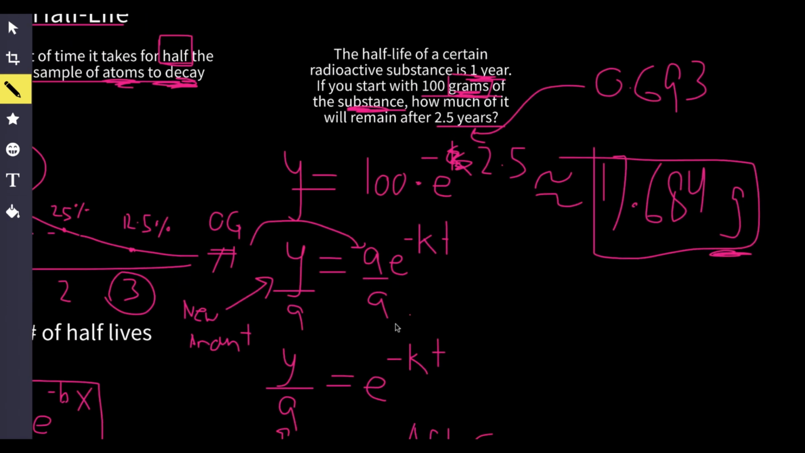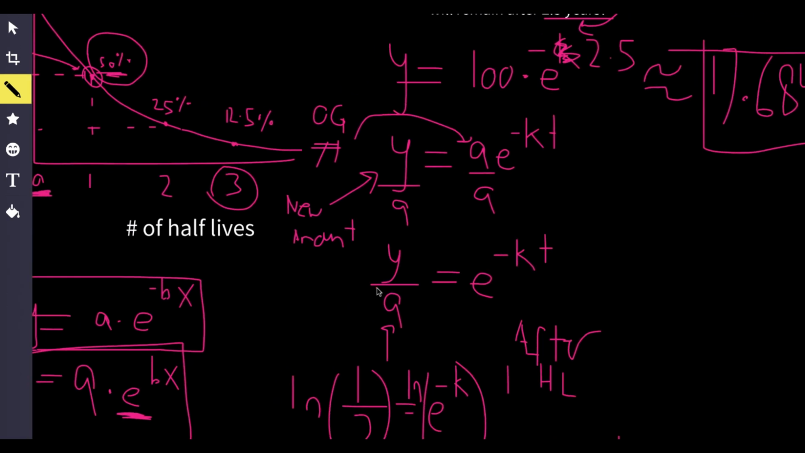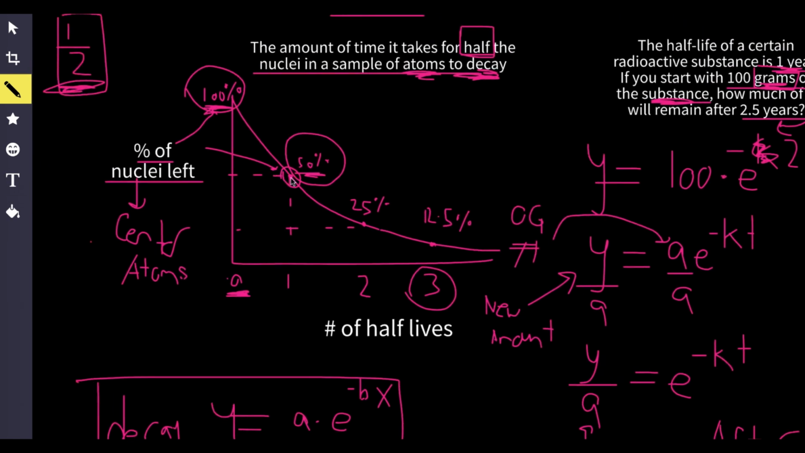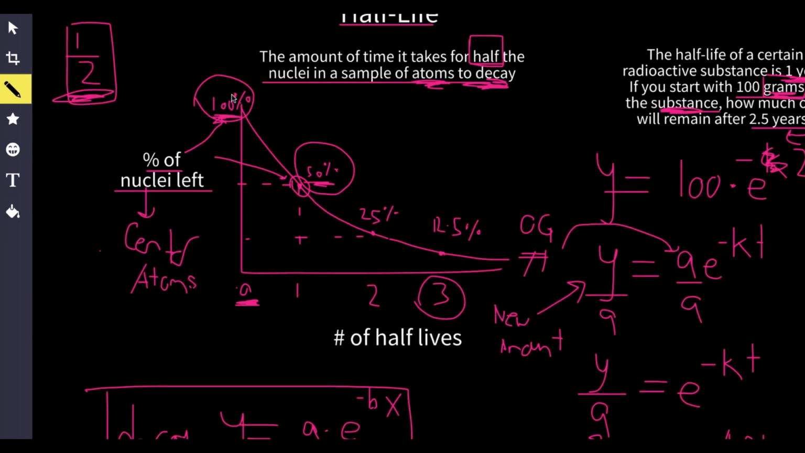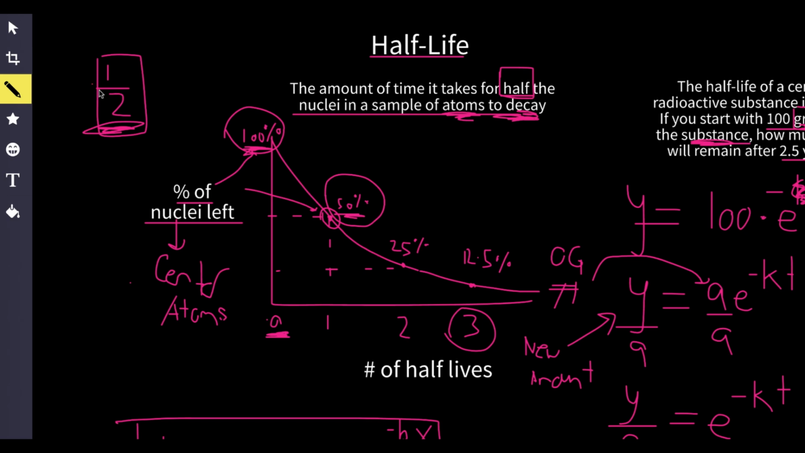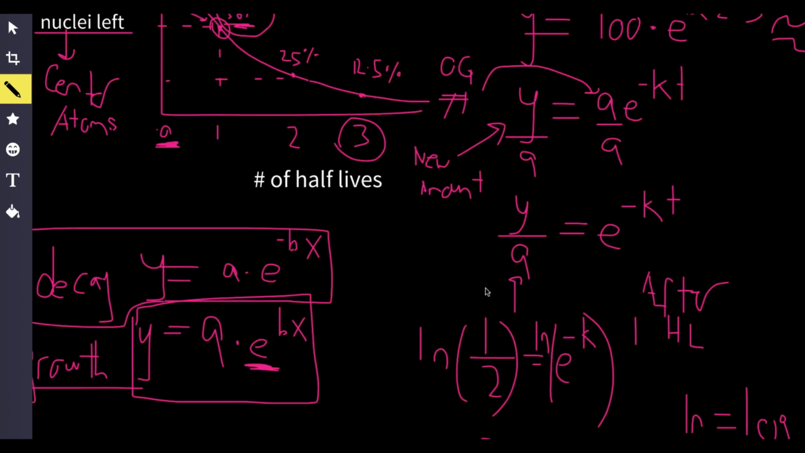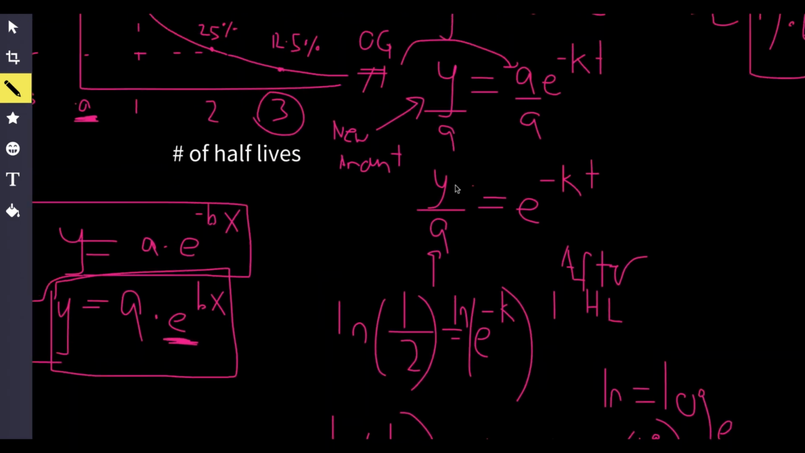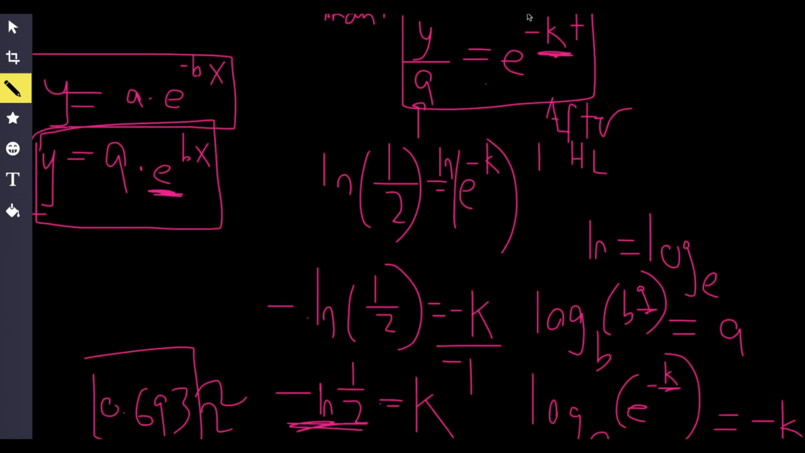So, when you're doing half-life problems, it can be tricky, but just know that the ratio between your final amount and your original amount for a half-life equation is always going to be 1/2. And you can use this ratio to your advantage by substituting it into this equation. And after that, solving for the constant using natural log, ln.